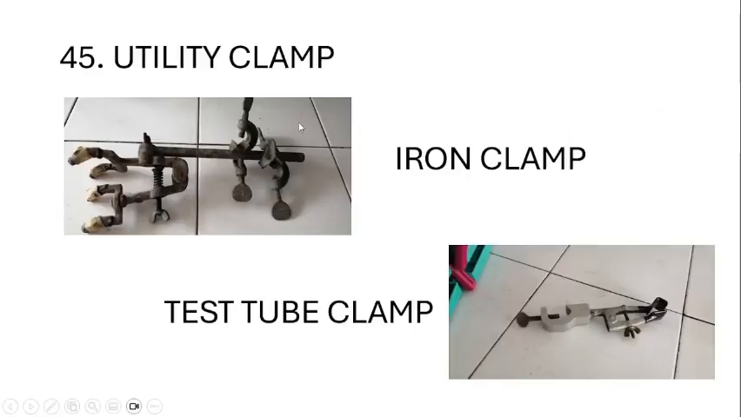Next, we have the utility clamp. So there are two types. We have the iron clamp and your test tube clamp. So your iron clamp is usually for the condenser in the distillation setup, while your test tube clamp is, well, used for the test tube. Or you may use your test tube clamp in handling or holding a funnel, or sometimes you may actually use this clamp for a burette. So as long as the burette will not fall off, then these two clamps are attached to your iron stand.